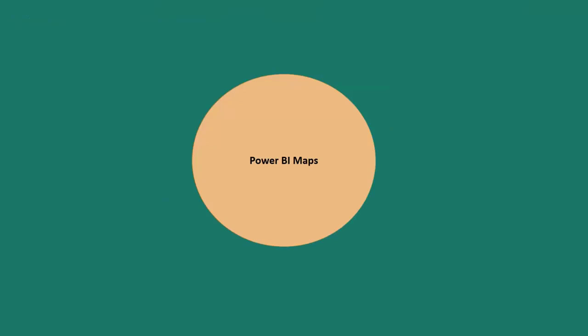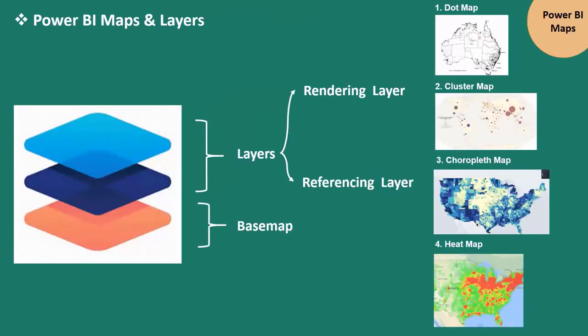Power BI maps. So within Power BI, in order to make a map, we have the base map, and then we have the layers. Within layers, we have either a rendering layer or a referencing layer. The rendering is the internal and referencing is the external. Within the rendering layers, we can create thematic maps. The thematic maps are the ones on the right.